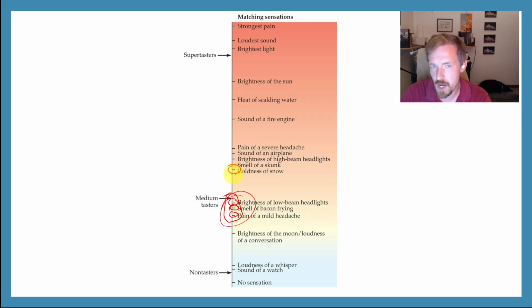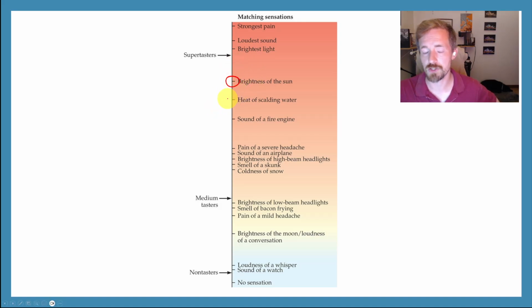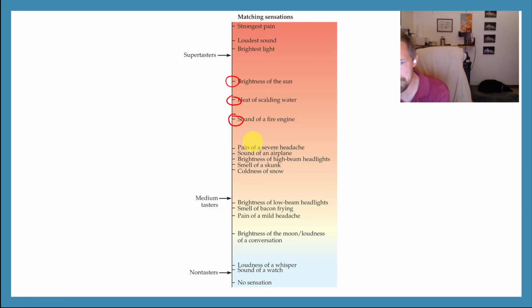The coldness of snow is less intense than the smell of a skunk. And the smell of a skunk is slightly less intense than the brightness of high beam headlights. So you get the idea: people use these thresholds to compare across each other. The reason I think this is fascinating is because it tells us staring into the sun is more intense than the heat of scalding water, and both of those are more intense than the sound of a fire engine. You can test that yourself if you want to.